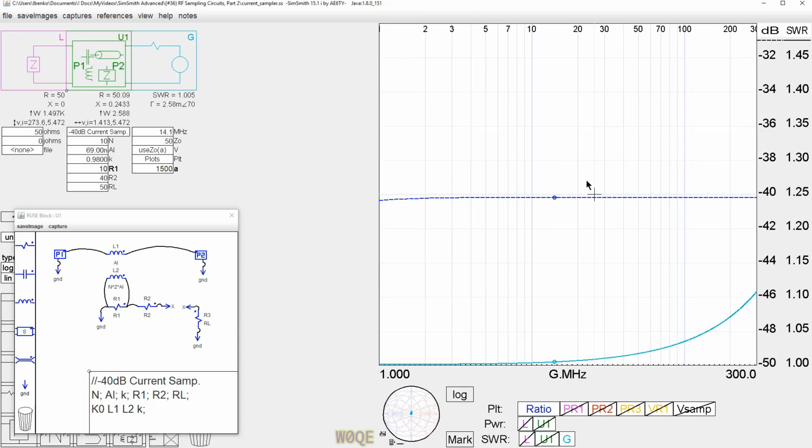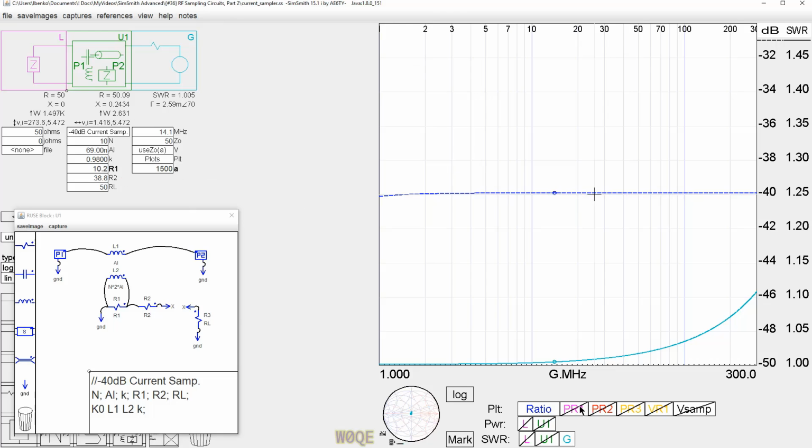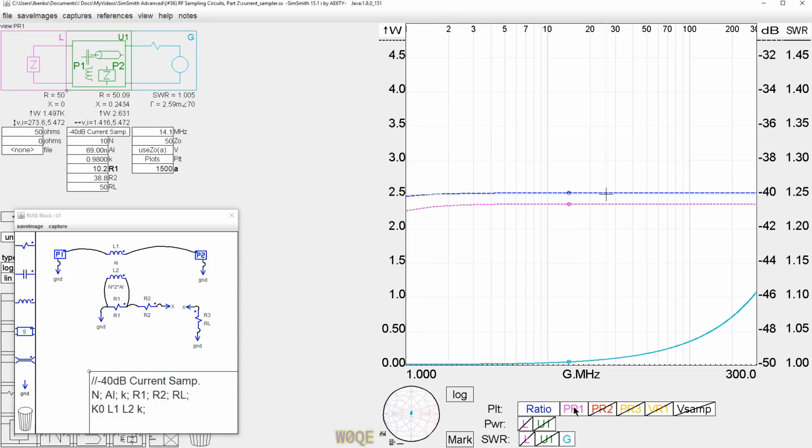Let's turn that off. We see a coefficient of coupling a little less than 40 dB. So we'd make this maybe, say, 10.2, and this would be like 38.8. And that's getting closer all the time. Let's just call that good enough. Now what we'll see in the resistor R1, where we had 1.5 watts before, now we're seeing 2.3. So we're seeing the power in that resistor rise. We have fewer turns on the core. Both of these would be perfectly acceptable to use.